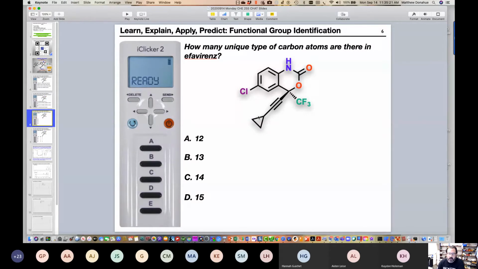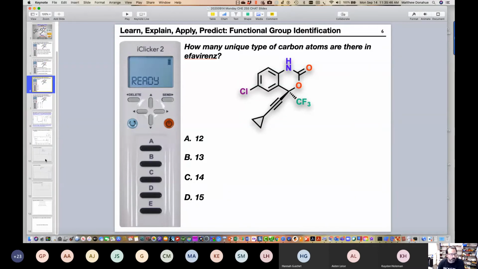When you look at this group, there's symmetry about this plane. So there'll be 12, 13, because this is equivalent to that. So the molecule has 14 total carbons, but only 13 are unique. Did everyone get that? I'll go ahead and assume so. So let's move on to the next question.